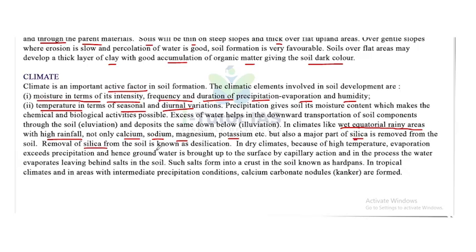Removal of silica from the soil is known as desilication.